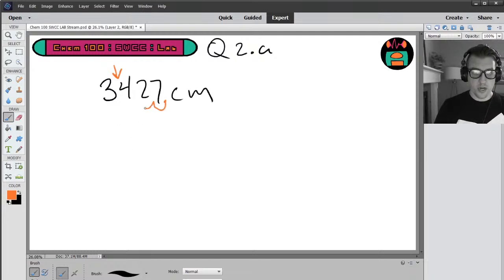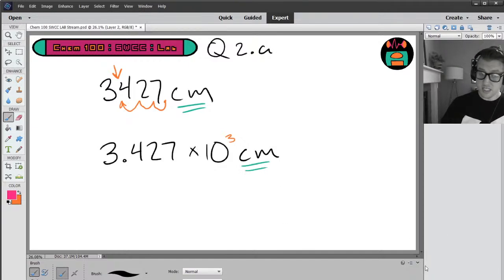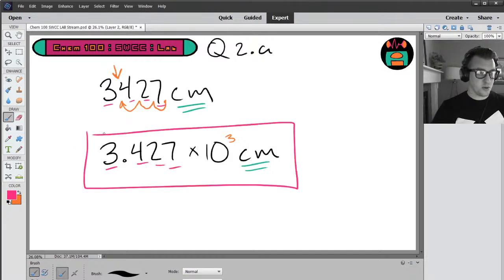We got to scoot it over 1, 2, 3 spaces. So this is going to be 3.427 times 10 to the third centimeters. And again, you got to keep your units in play, and then you have to check your sig figs. And 3,427 has 4 non-zero digits, so 4 significant digits, and 3.427 also has 4. So this is your correct answer.